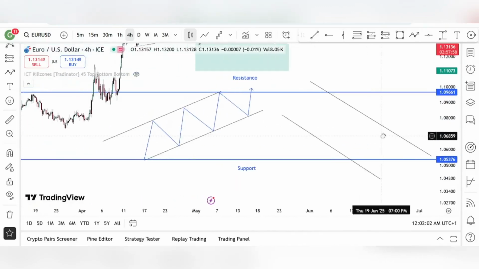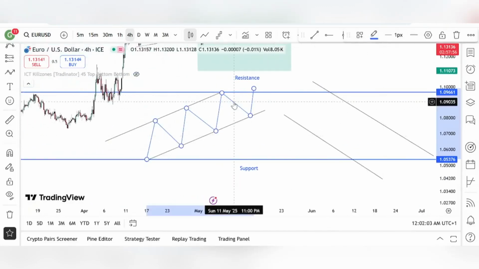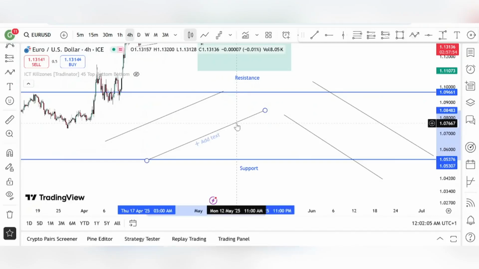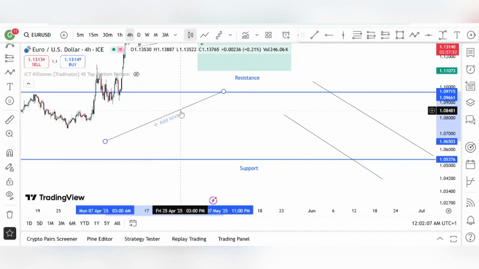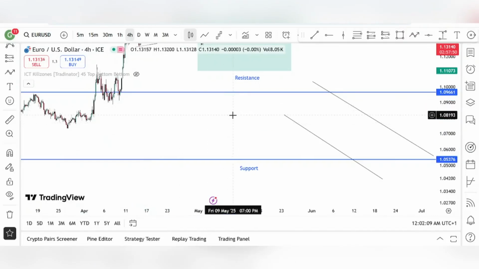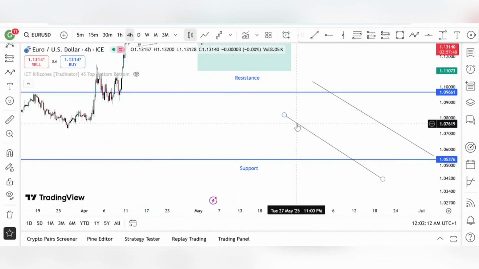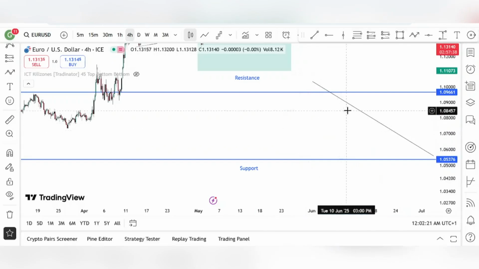The last one is what we call the wedge pattern. So what is the wedge pattern? Under the wedge pattern, there are two kinds: the rising wedge and the falling wedge. Sorry.